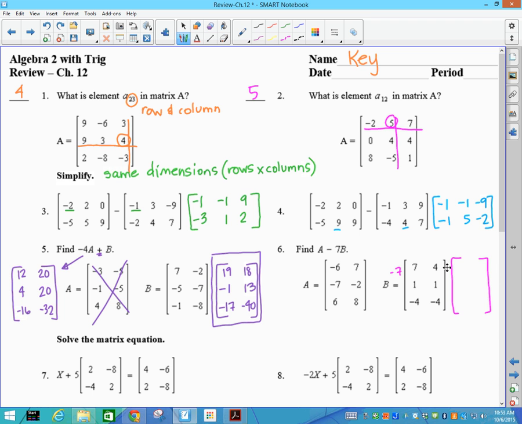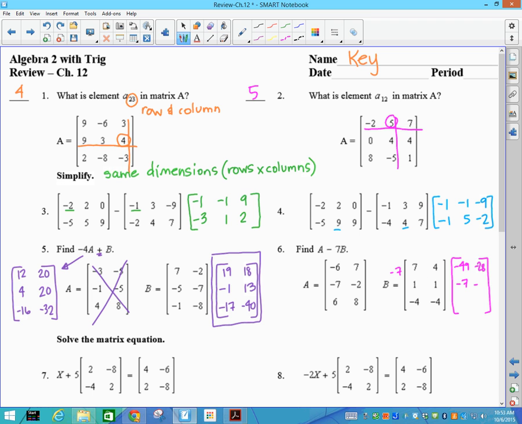So negative 7 times 7 is negative 49. Negative 7 times 4 is negative 28. I'm doing it this way, y'all, but if you want to put through a 7 and then subtract, you will get the same answer. Once again, the beauty of math. You can do it more than one way, and we all get the same answer. Negative 7 times 1 is negative 7.